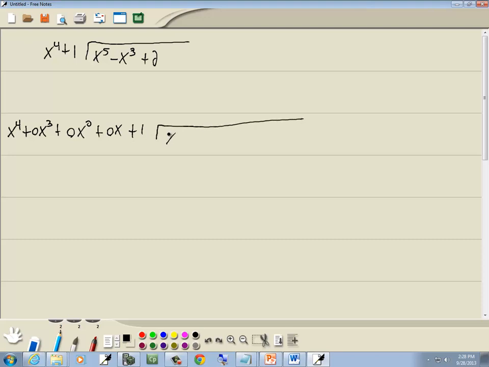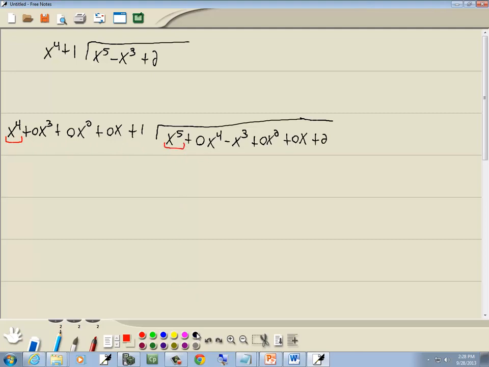Now what's underneath? We have x to the fifth, but we're missing the x to the fourth, so I'll put a 0x to the fourth minus x to the third. We're missing the x squared, so I'll put a 0x squared. We're missing the x, so I'll put a 0x, and then we'll put a plus 2. I find that if I put 0 placeholders out front and underneath, it works better. Students can see it better.